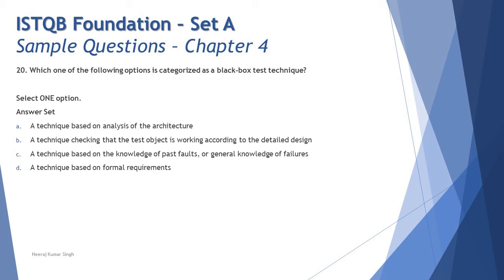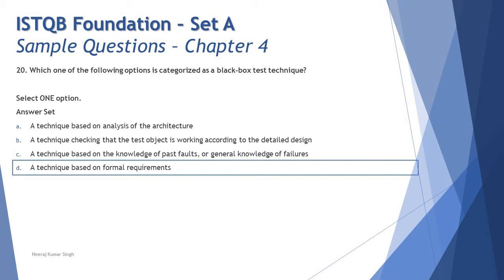The option D, a technique based on formal requirements, of course, is the only basis which can help you to derive the black box test techniques or black box testing concepts, which are completely driven by the UI. So putting it all together, the right answer here is D. A technique based on formal requirements can be categorized under black box testing techniques, whereas the white box are at the code level or the back end, and the experience-based ones are completely dependent on your past experience.